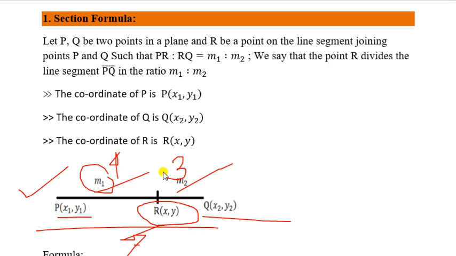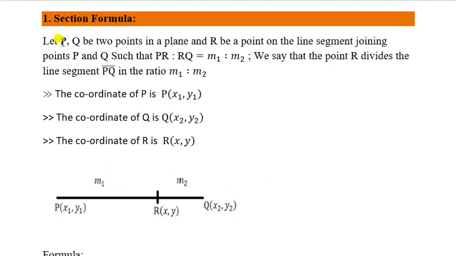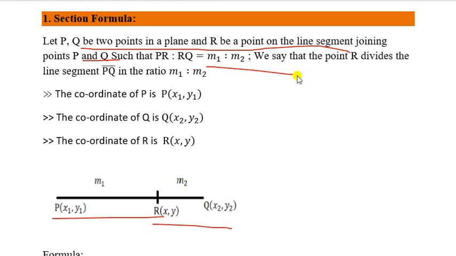Always you will get this kind of question when a line segment is given. Now we'll read this. P and Q are any 2 points in a plane, and R is any point on the line segment joining the points P and Q such that their ratio is given: PR is to RQ is M1 is to M2. This ratio is very important. Without this ratio we cannot use this formula. We need the ratio.